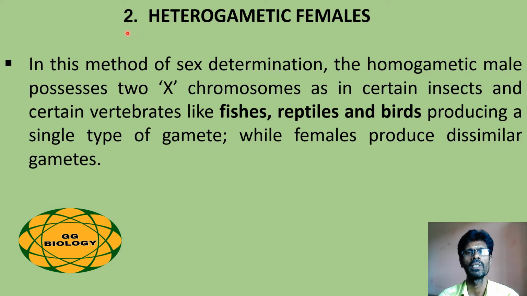The second type happens to be heterogametic females. As the name indicates, females possess two different types of gametes and males possess one type of gamete. So in this method of sex determination, the homogametic male possesses two X chromosomes, as in certain insects and in certain vertebrates like fishes, reptiles and birds. They produce a single type of gamete, whereas females produce dissimilar types of gametes. Hence, these are called heterogametic females.